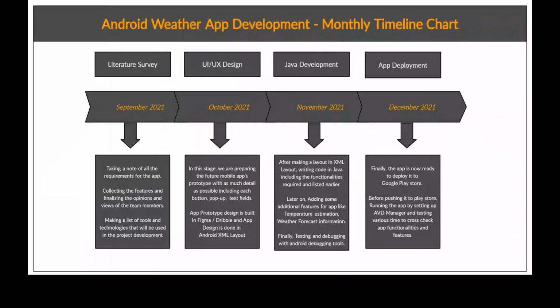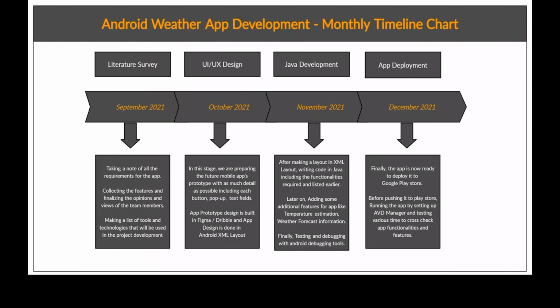And this is our monthly timeline chart we designed to develop this application. This application needs approximately 90 to 100 days to bring to the final stage of deployment. This is how the plan goes from September 2021 to December 2021.